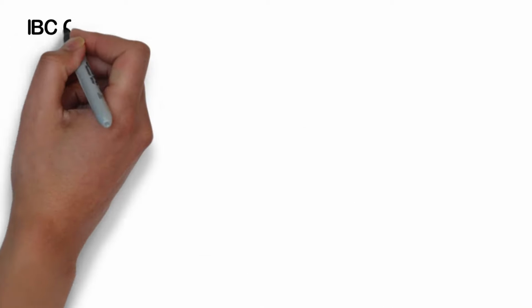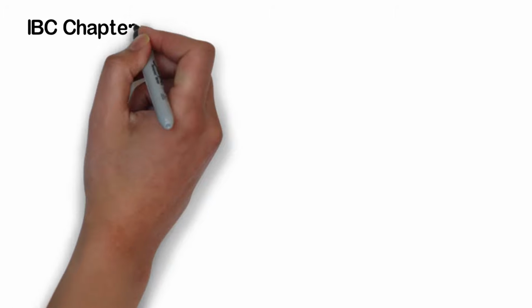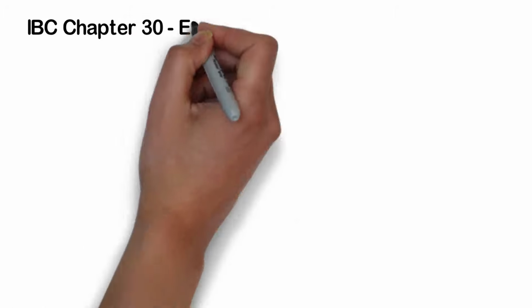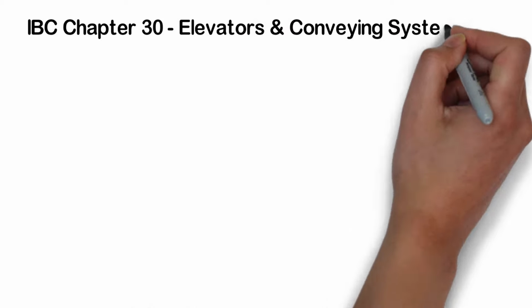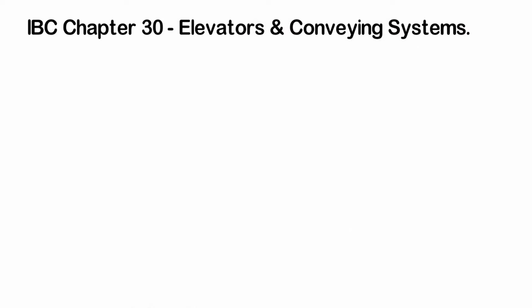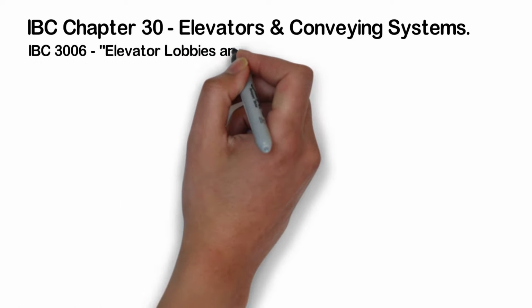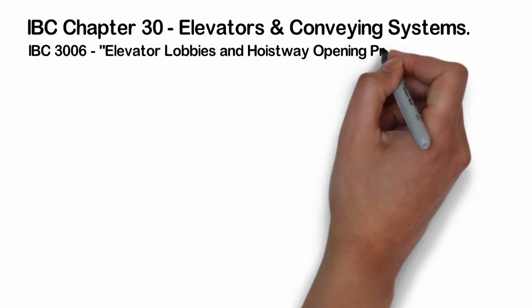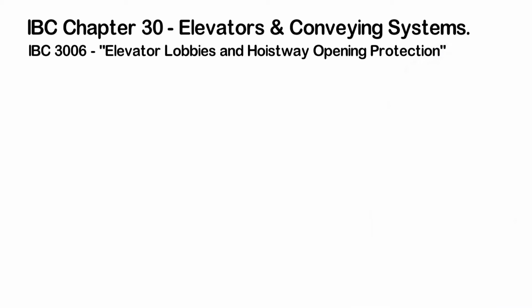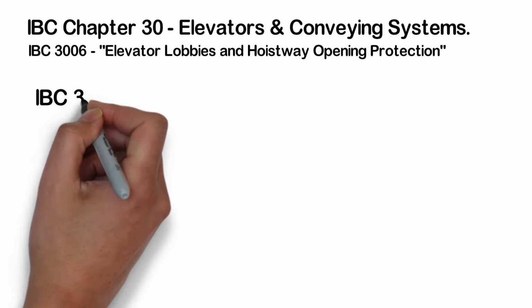Well, to find out, let's dig into the IBC code sections that talk about the requirements for elevators. Per the 2021 IBC, that will be Chapter 30, Elevators and Conveying Systems. And to narrow that even more, we will be discussing IBC Section 3006 titled Elevator Lobbies and Hoistway Opening Protection. Now that we know what section in the IBC we are referencing, we can just go through the requirements.